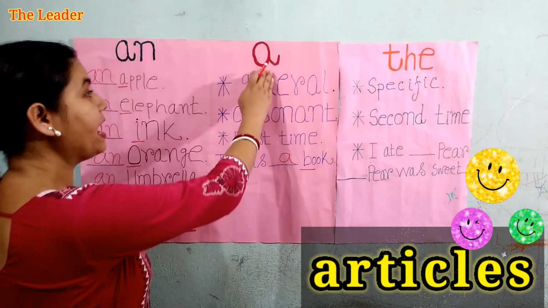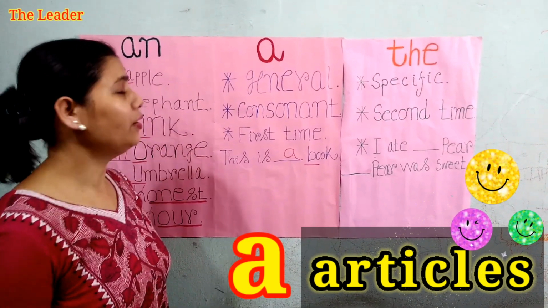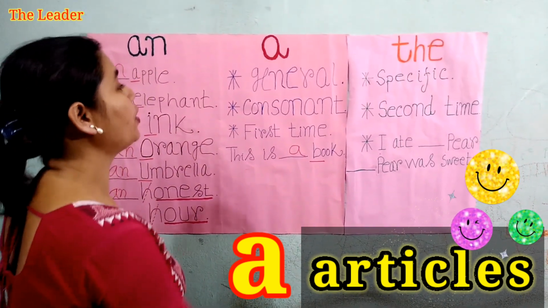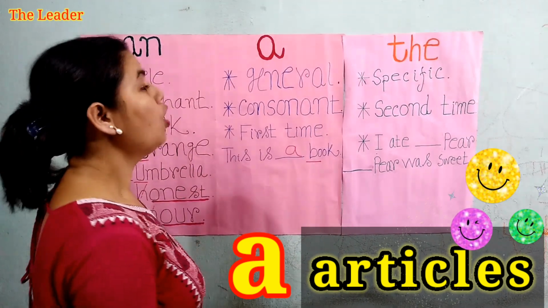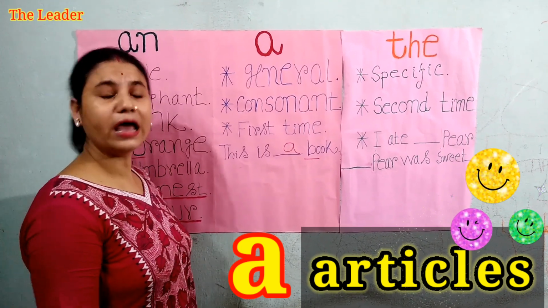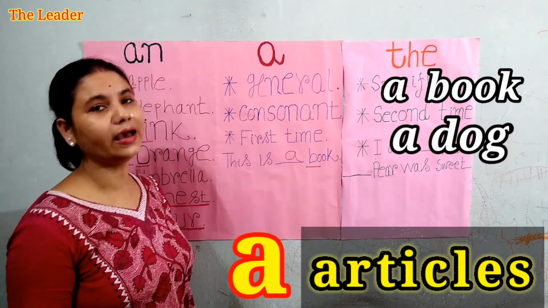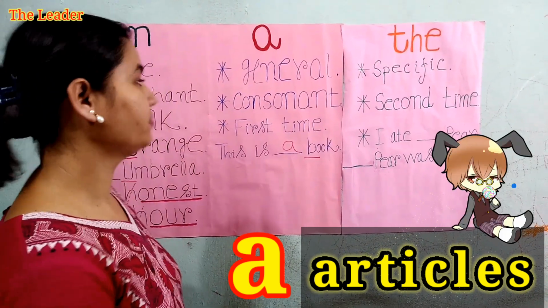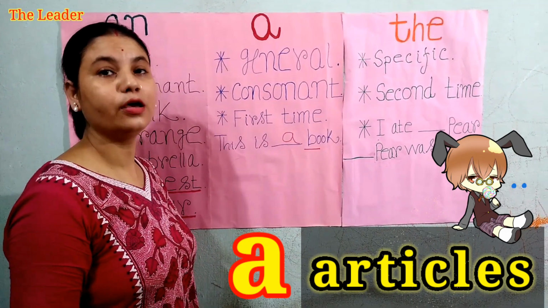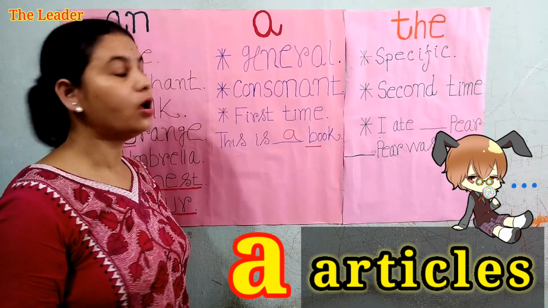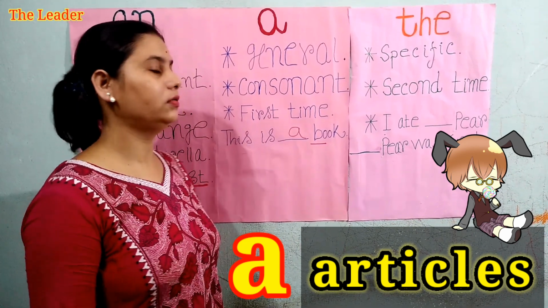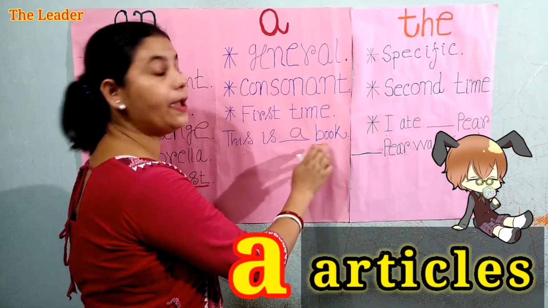Next article is A. Let's see how to use the article A. Okay. Here, the first point is general. When we are talking about something in general, like a book, a dog, a cat, etc. Next topic is consonants. We know we have 5 vowels from A to Z. The other alphabets automatically become consonants.